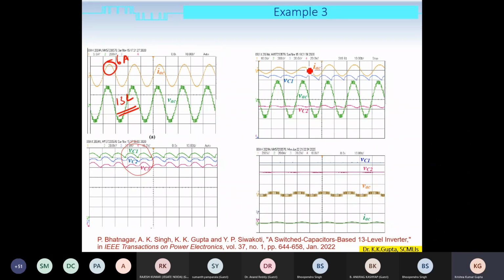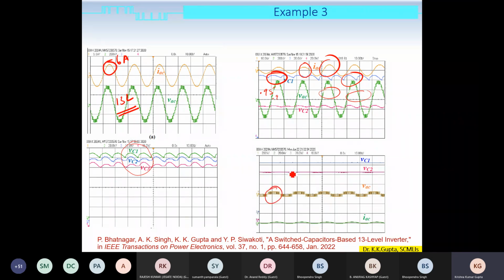If you see the dynamic response, like if the current is increased suddenly, naturally there will be an increase in the capacitor ripples, but the overall voltage waveform is satisfactory. One interesting thing happens here: even if you decrease the modulation index, here the modulation index is very high, 0.95 to 0.9 somewhere.